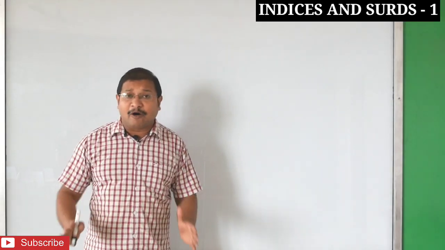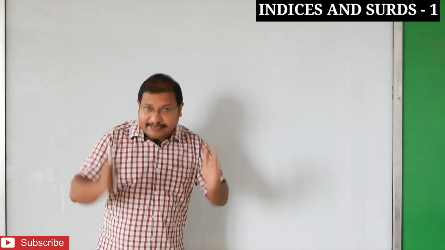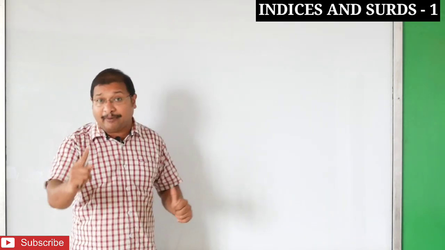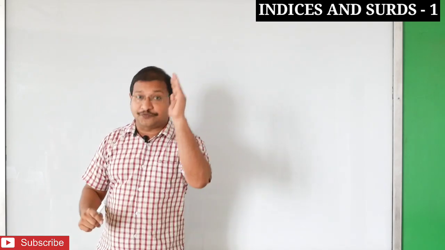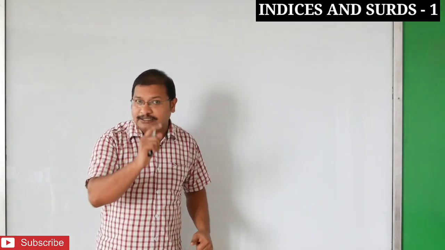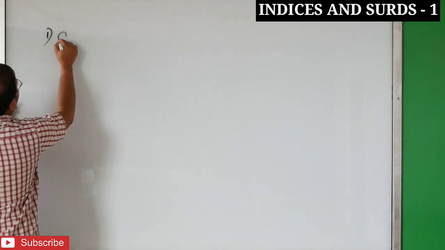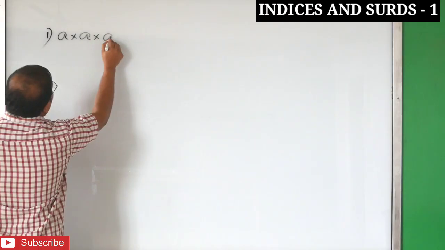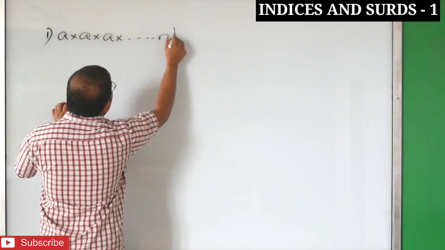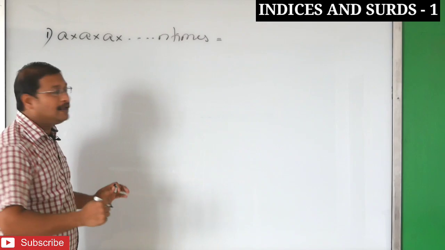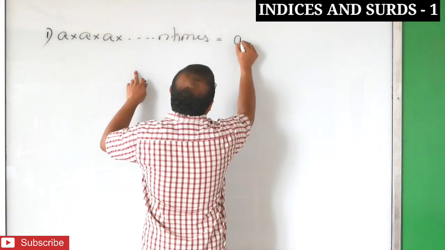Now let us see some of the formulas which are related with indices. Please make sure that you write these formulas on a paper and keep them, and you need to learn these formulas by heart from the beginning onwards. Let's start. First, I am writing: a into a into etc. to n times. Ready? That means we have to write a raised to n.